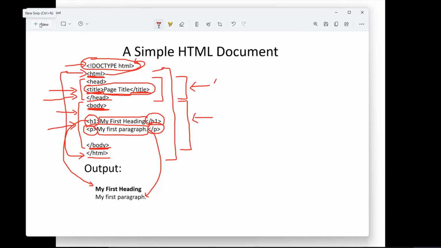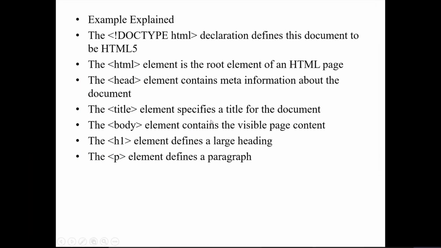Then moving ahead, this is the explanation of the simple program. The Doctype HTML defines that this document belongs to HTML version 5 or above. The HTML is the root element of the HTML page. The head contains meta information about the document, which is helpful for SEO as well. SEO is search engine optimization.